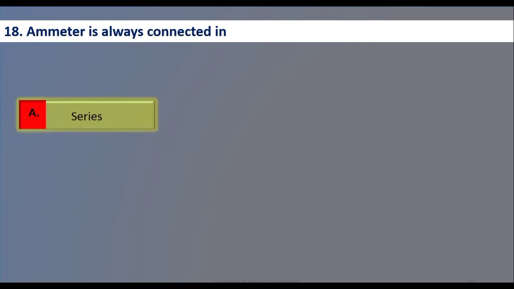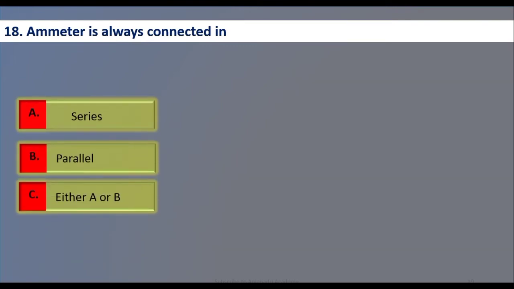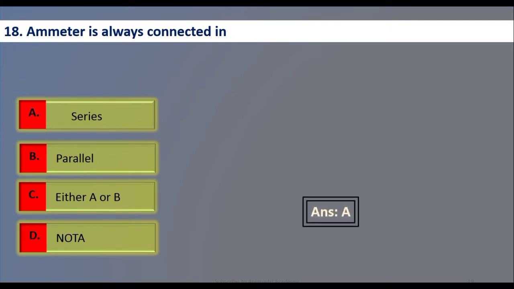Ammeter is always connected in series, parallel, either A or B, none of the above. Ammeter is always connected in series in an electric circuit. Option A is the right answer.